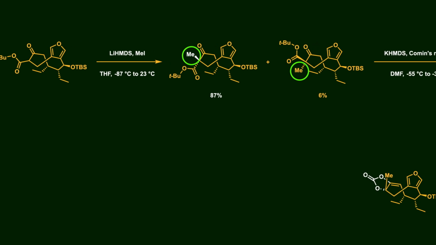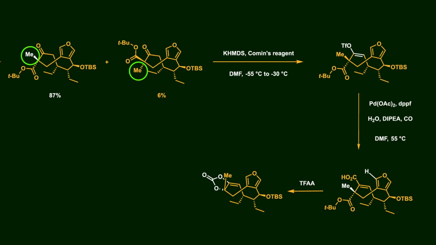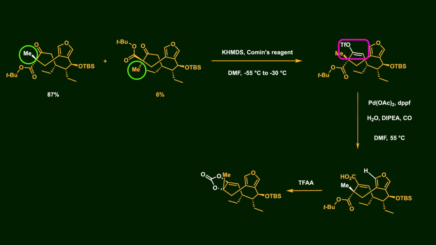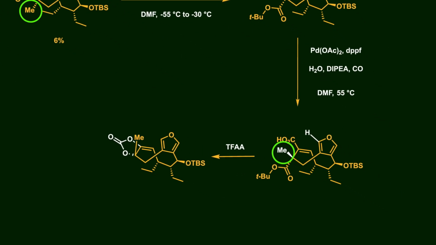For installation of the first anhydride moiety, this intermediate was converted into the vinyl triflate using KHMDS and Comins' reagent. A palladium-catalyzed carbonylation reaction was then performed to yield the corresponding carboxylic acid. At this stage, NOE data of the carboxylic acid indicated that the orientation of the methyl group was opposite to that of the desired product.